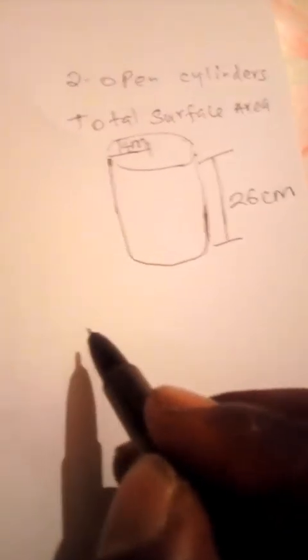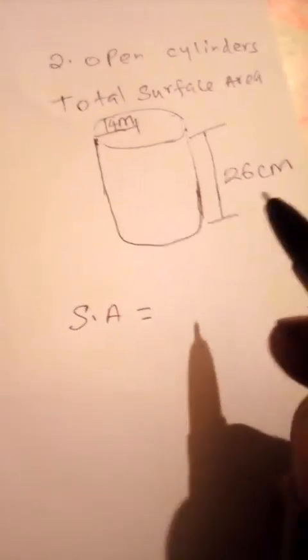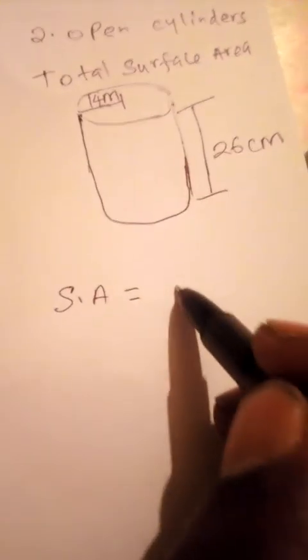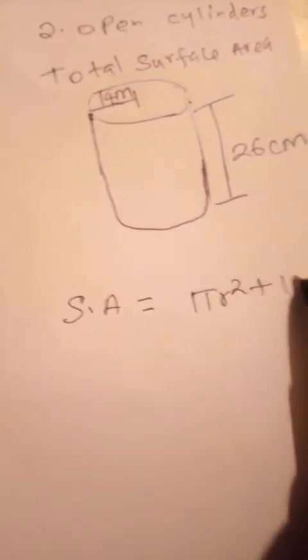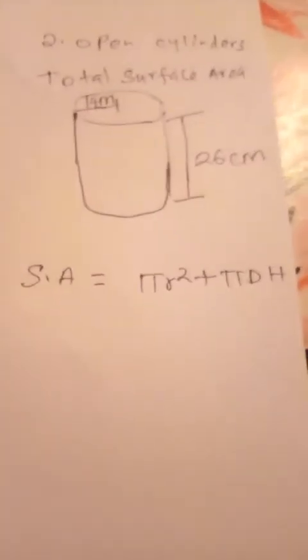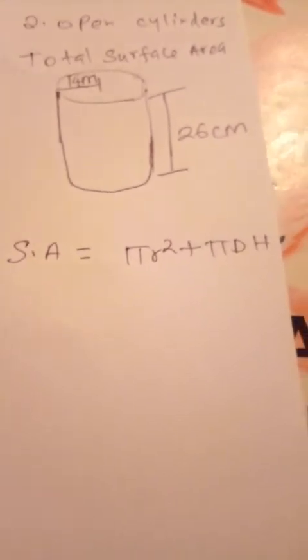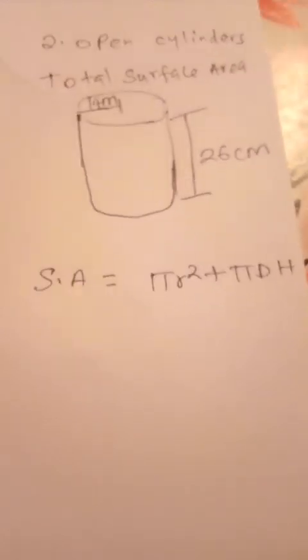For you to calculate the total surface area of an open cylinder, you must know the formula. The formula for calculating the total surface area of an open cylinder is pi r squared plus pi dh. There is a big difference when you are calculating the total surface area of the two cylinders, that is the closed cylinder and the open cylinder.